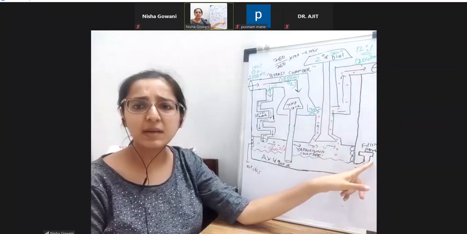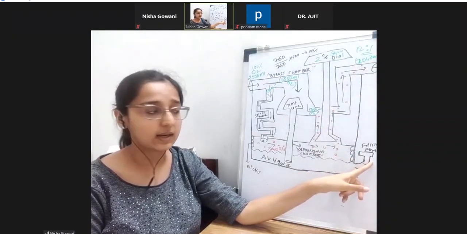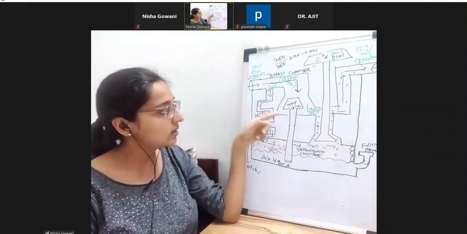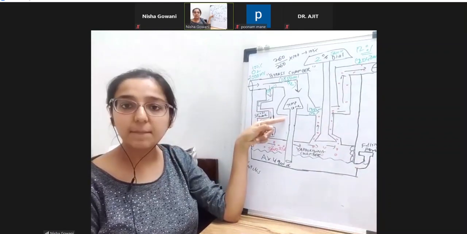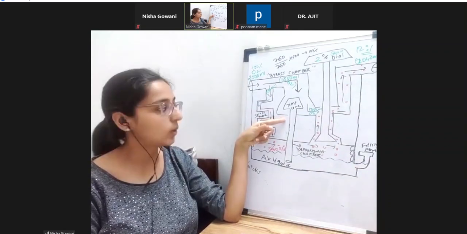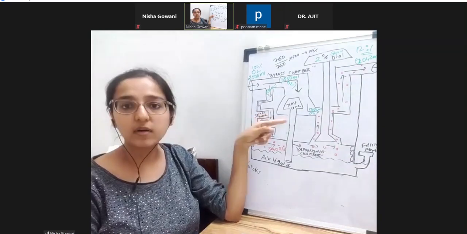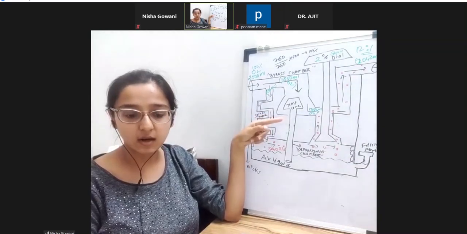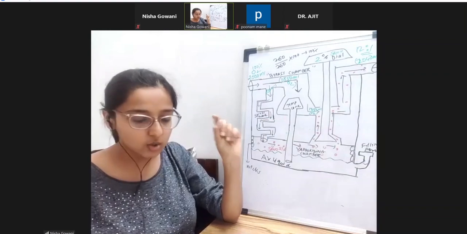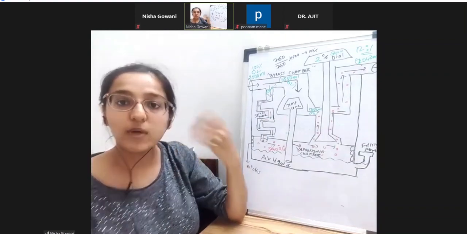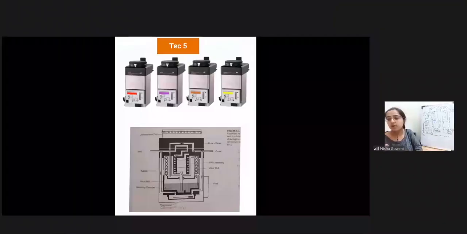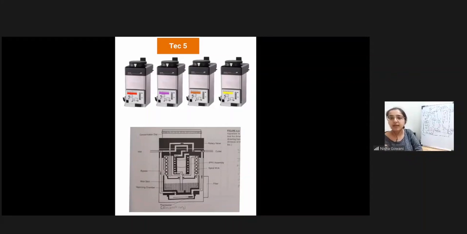Here we have the filling port from where we're going to fill the anesthetic liquids. And here there is something which I've drawn, which is known as a temperature compensating cone. Now, for the variable bypass vaporizers, I'll show you some photos so you can understand which are the variable bypass vaporizers. Image of variable bypass vaporizer Tech 5.